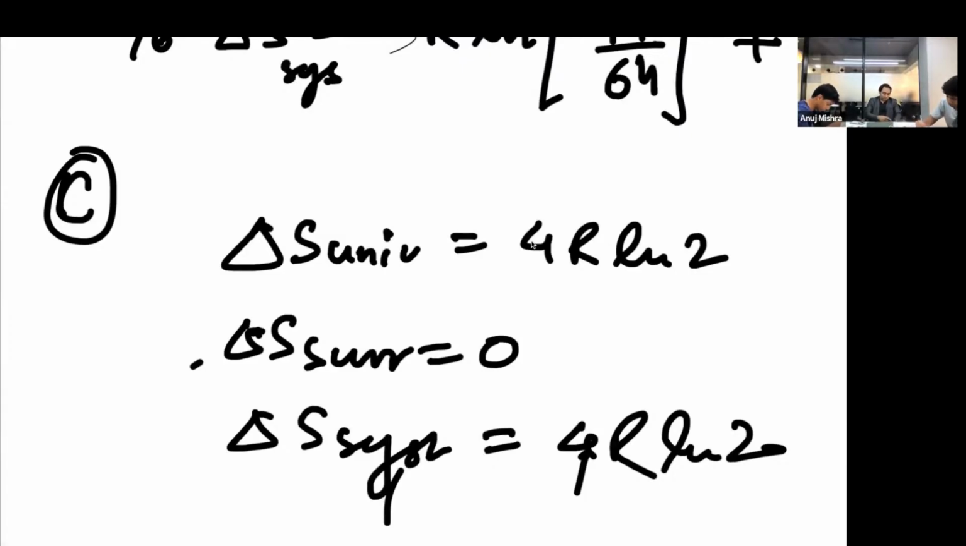Is the expansion clear? Any problems, any issues, any difficulty, you may ask. Sir, delta U is 0, so why did you say T1 equals T2? Delta U is nCv delta T. Delta T is 0, T1 is T2. Understood? So the first term, nCv ln T2 by T1, becomes 0. What is the remaining? 4R ln 2. That's the answer.